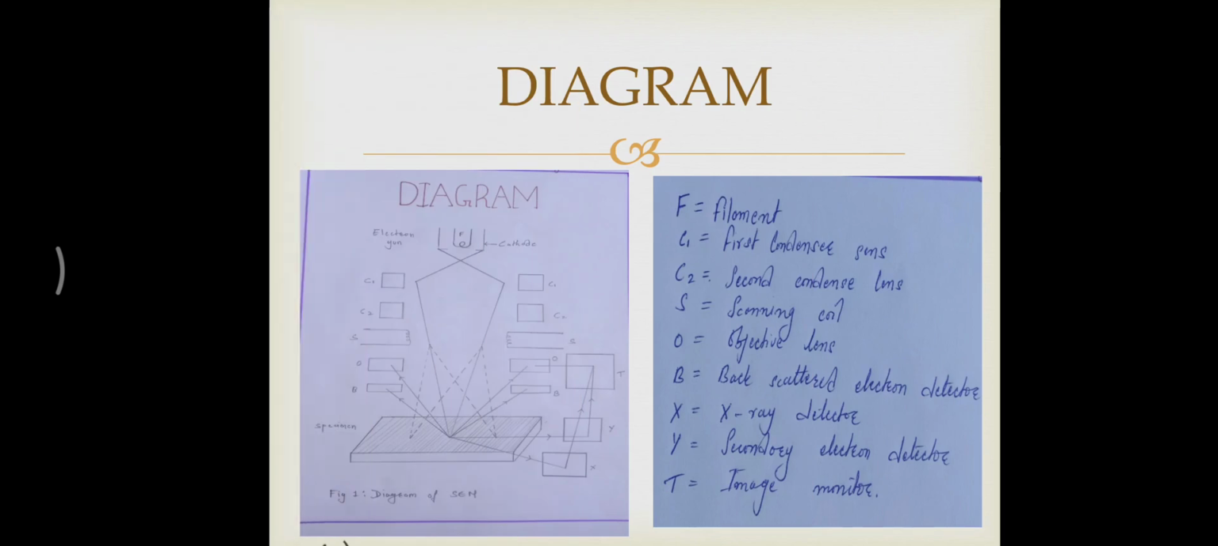Diagram for scanning electron microscope. Here, F is the filament, C1 is the first condenser lens, C2 the second condenser lens, S the secondary coil, O the objective lens, B the backscatter electron detector, X the X-ray detector, Y the secondary electron detector, and T the image monitor.